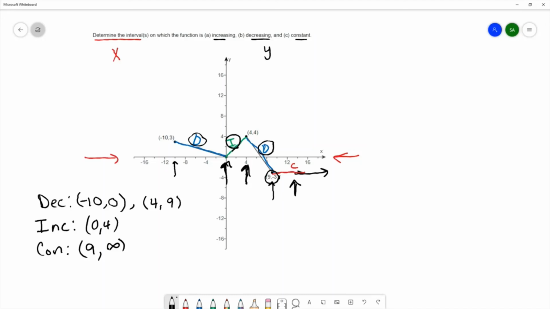So we found the intervals of decreasing to be from -10 to 0 and 4 to 9. The intervals of increasing are from 0 to 4, and this function is constant from 9 to infinity.